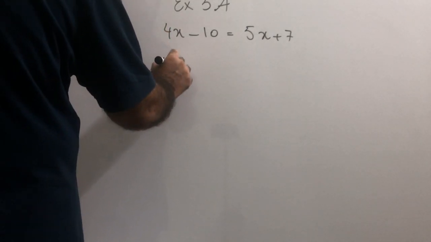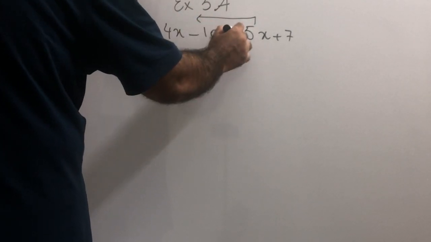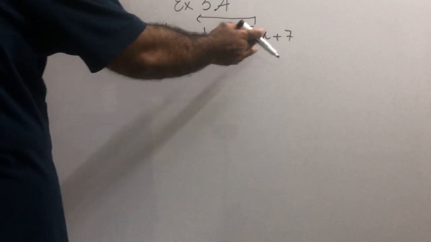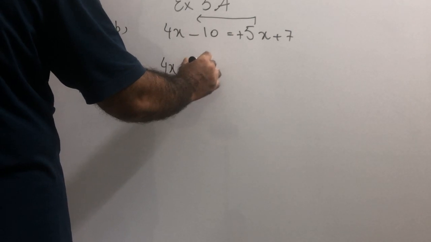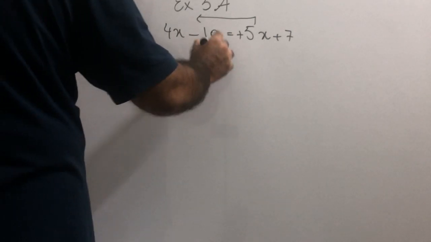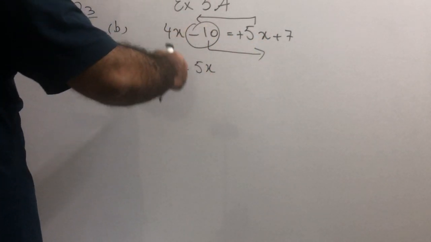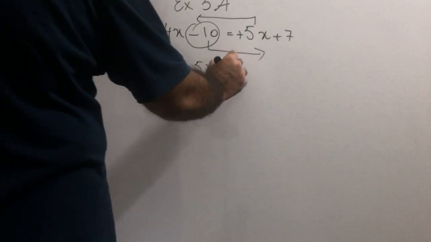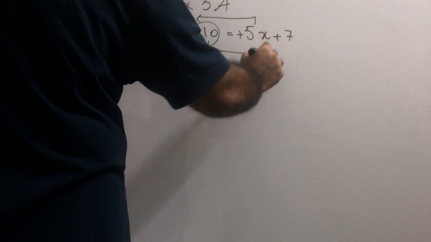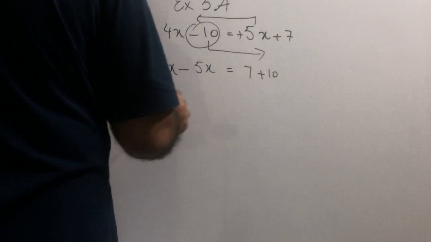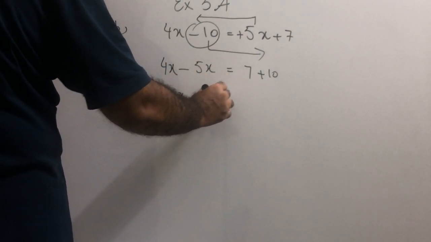Here we have 4x. When we bring this 5x to this side, here it is bearing a positive sign. So when it goes to the other side of the equation, it will bear a negative sign. Okay. Then at the same time, we would like to move the minus 10 to the other side of the equation. When it goes to the other side, it becomes plus 10. Plus we have this 7. 4x minus 5x becomes minus x. 10 plus 7 is 17.